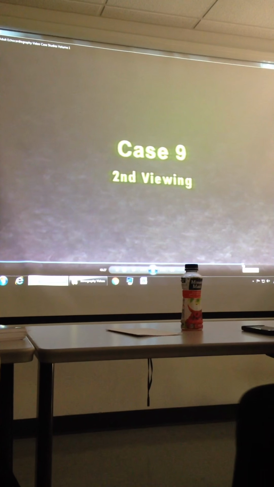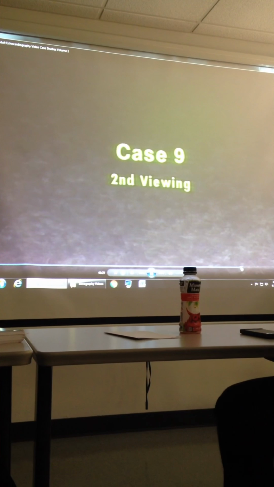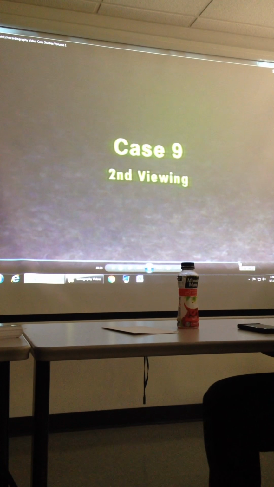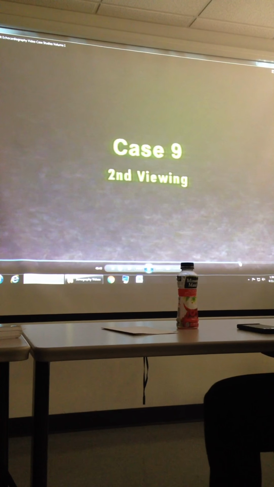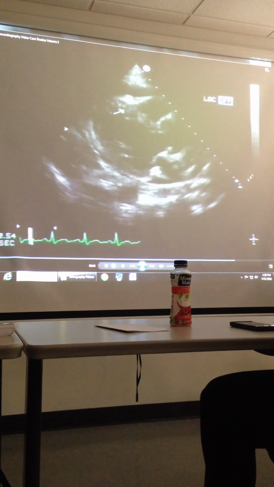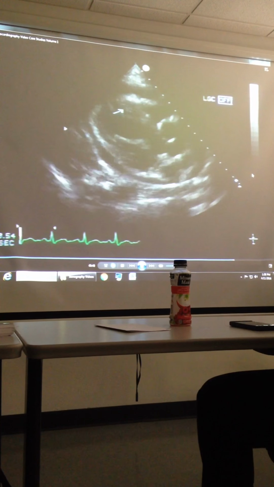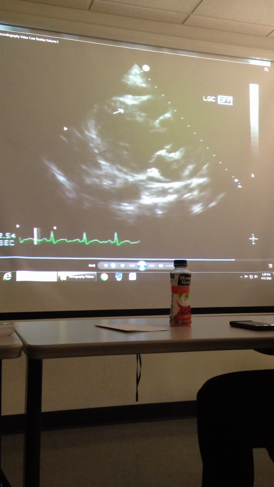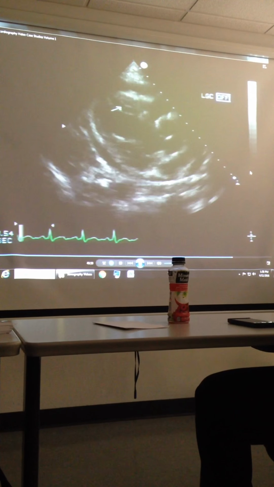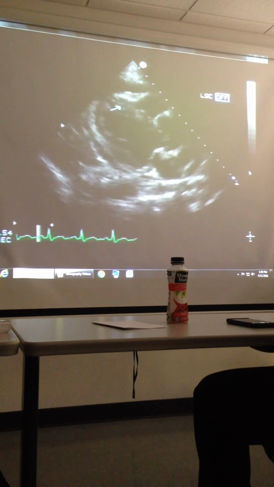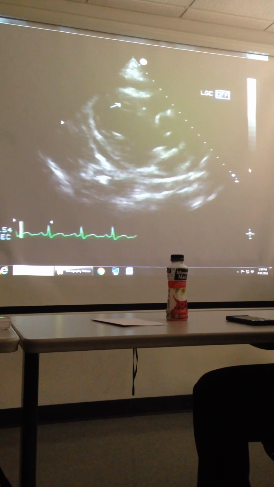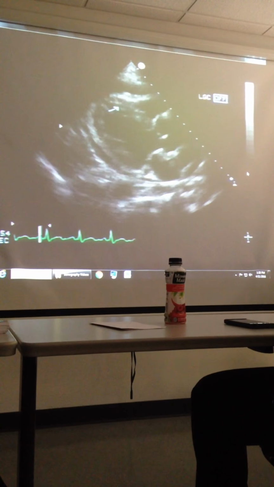So since this patient had myocardial infarction and now has fluid, what is the diagnosis? Dressler syndrome, right? Dressler syndrome. The arrow is pointing to what ventricular wall?